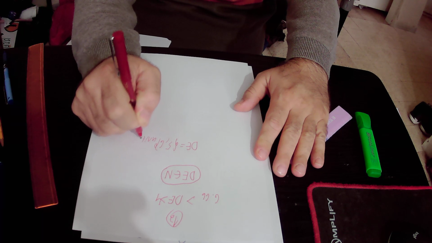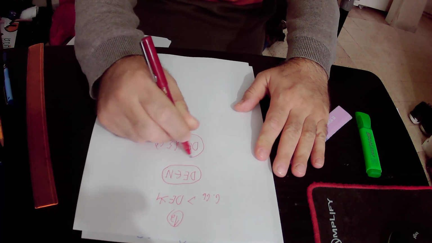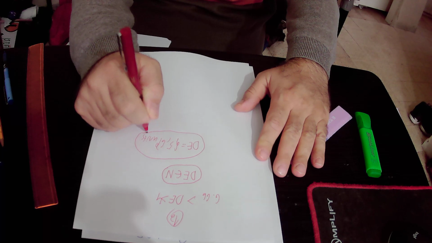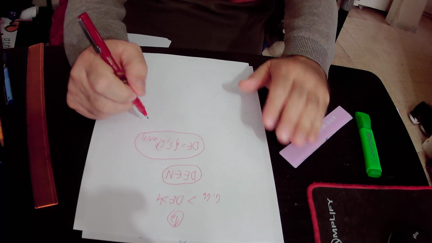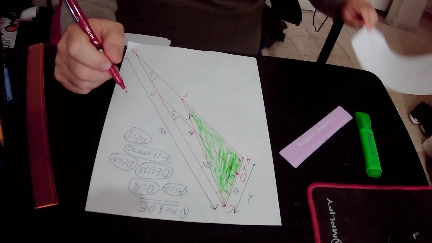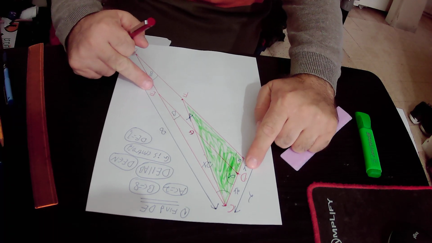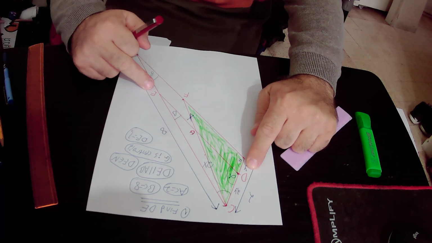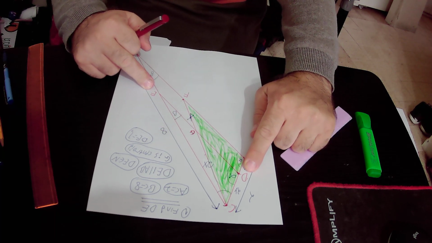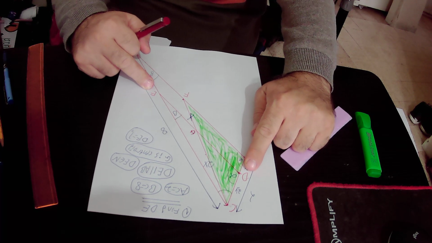And that is the final answer to the question, that the size of DE is either 5 units or 6 units. Here in the drawing we can see that this line segment DE equals either 5 units or 6 units. So that is the final answer to the question.